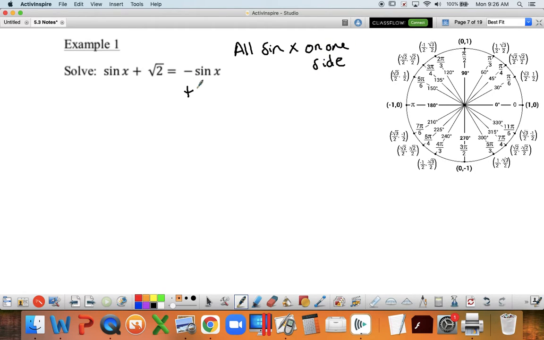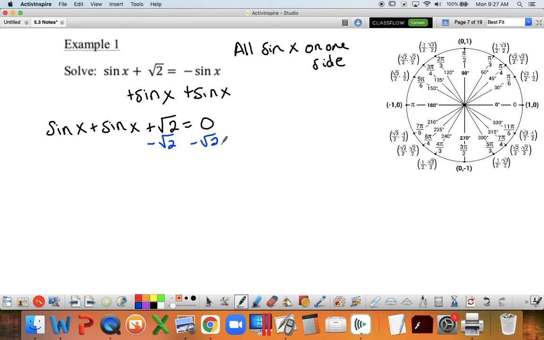Okay, so I'm going to add the sine of x to both sides. So I get sine of x plus sine of x plus square root of 2 equals 0, right? Because at this point I've added. Now I want to move everything that's not a sine of x to the other side. And I'm going to combine my like terms.